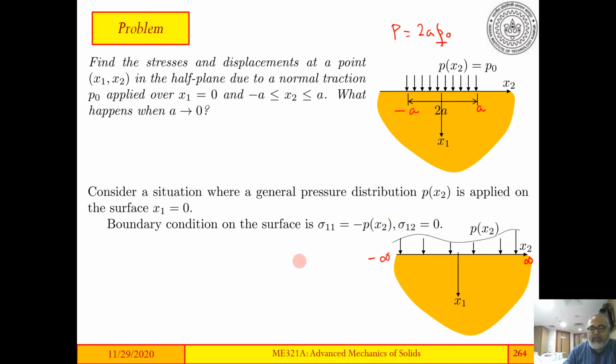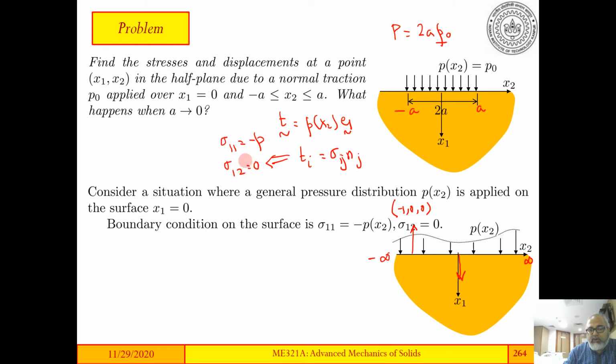So for this problem, the normal to this direction is minus 1, 0, 0. The traction is equal to p(x2) E1. Remember, E1 is the positive E1, so from Ti equal to sigma ij nj, you will infer that sigma 11 is equal to minus p and sigma 12 is equal to 0 on x1 equal to 0. And as we'll see, this is enough for us to get a solution to this problem.